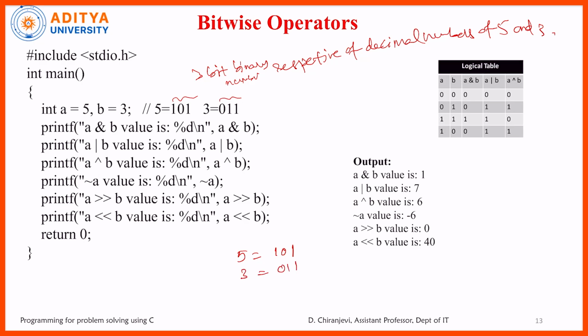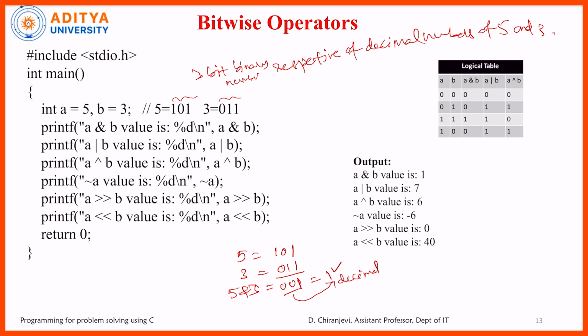Okay, if you perform A AND B, so that means 5 AND 3, it will check. The AND truth table you know: if both bits are true, then it will become true, otherwise it is false. So 01 is false, 10 also false. Okay, so 001 is equivalent to 1. This is the binary result and it will be converted to a decimal number.